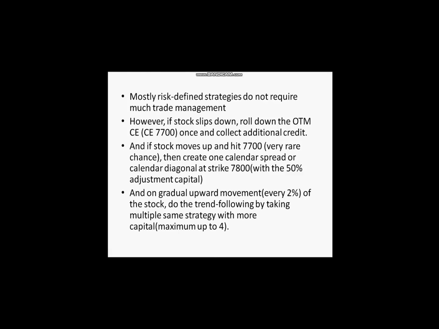And on every gradual upward movement of the stock, let us say every 2% upward movement of the stock, you can do the trend following by taking multiple same type of strategy one after another. But do not take more than 4 sets, because otherwise you will invite so much risk. And why take that much risk? Go for 4 lots, take your profit and come out of the trade and look for some other opportunities. That's how all 4 steps are being constructed. It's very simple and easy to follow.